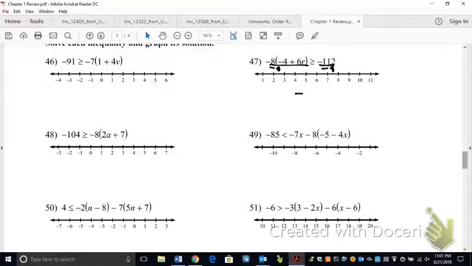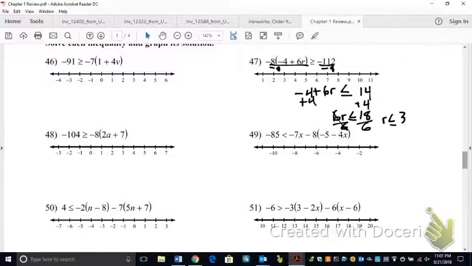Dividing by negative 8, we get negative 4 plus 6r, and I switch the sign because I divided by a negative. The actual number that's doing the dividing, or the multiplying, on both sides has to be the negative. So here we're dividing by negative 8, so that fits the bill. And we have negative 4 plus 6r is less than or equal to 14. We're going to add 4 to both sides, and we get 6r is less than or equal to 18. Divide both sides by 6, and we get r is less than or equal to 3.